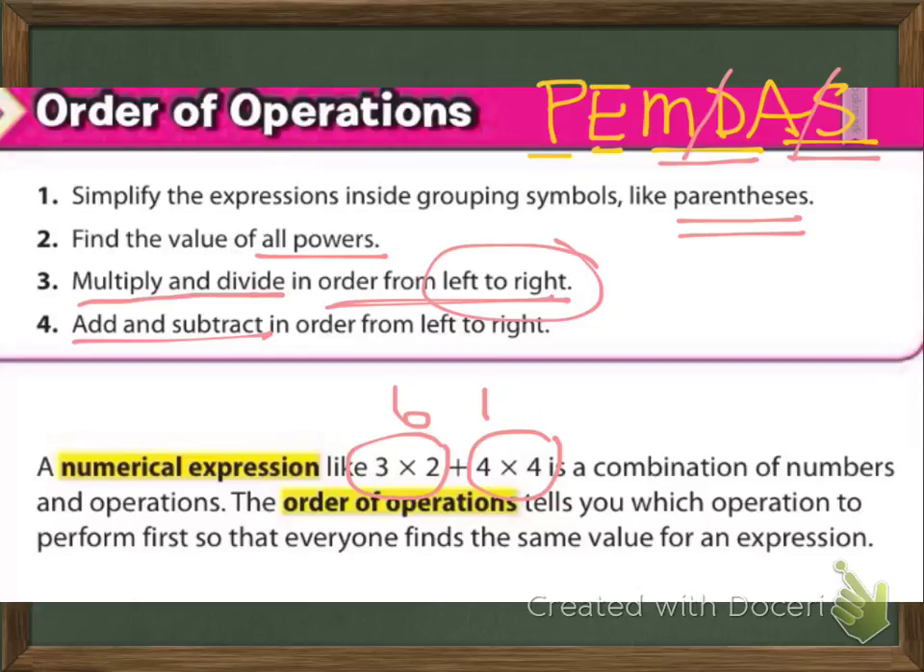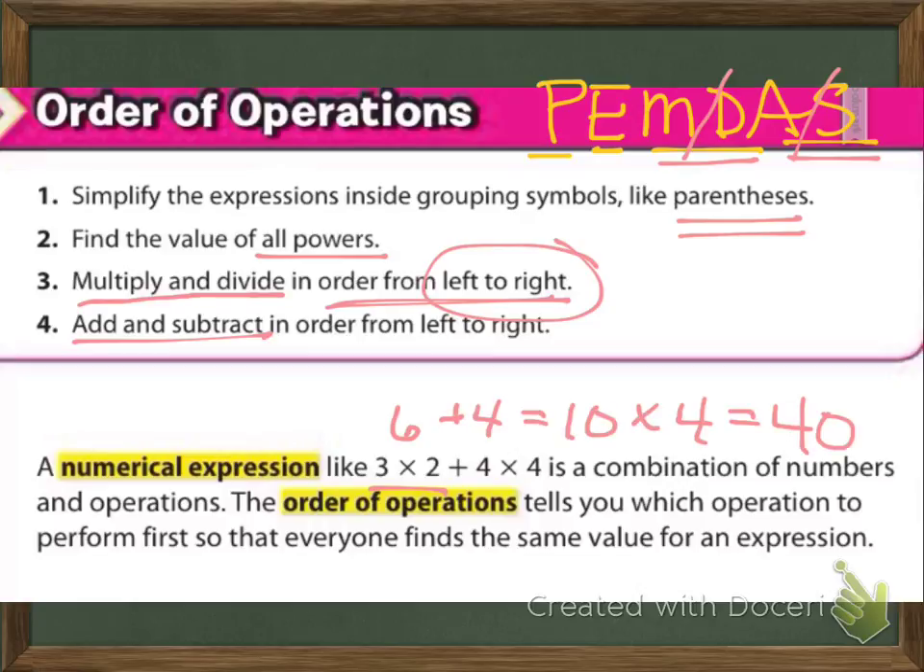If somebody else decides, oh, I'm just going to go ahead and do 3 times 2, which is 6, and then plus 4, which is 10, and then times 4, which is 40, obviously this is not the same amount as the $22 that you're actually going to pay.